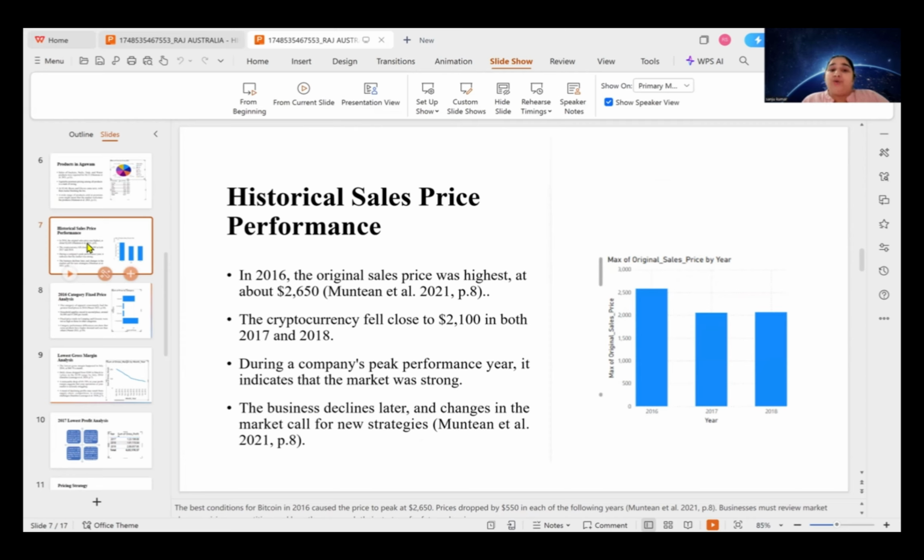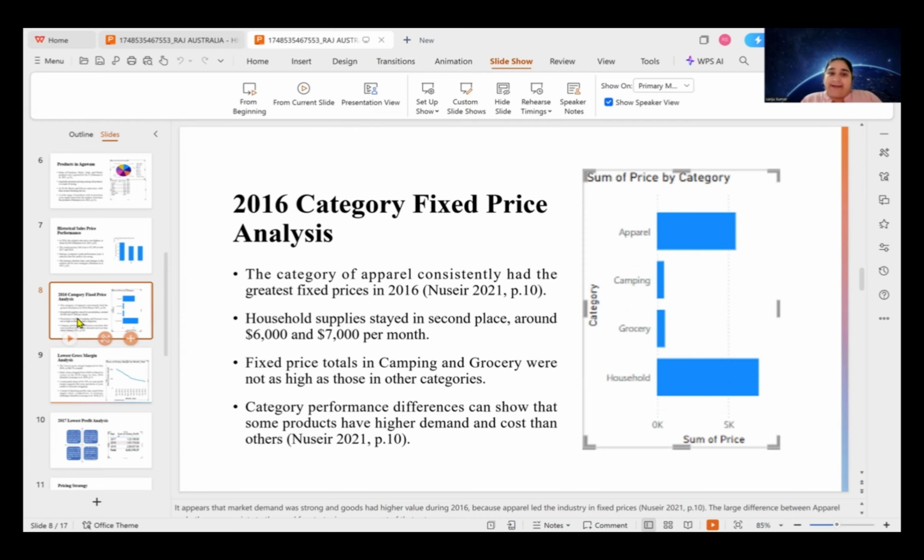Now I will talk about the 2016 category fixed price analysis. The category of apparel consistently had the greatest fixed price in 2016. Household supplies stayed in second place around 6,000 and 7,000 per month. Fixed price totals in camping and grocery were not as high as those in other categories. Category performance differences can show that some products have higher demand and cost than others, as you can see in the chart.